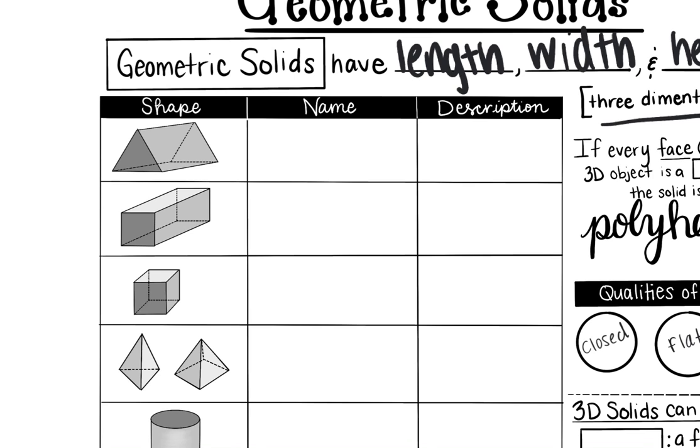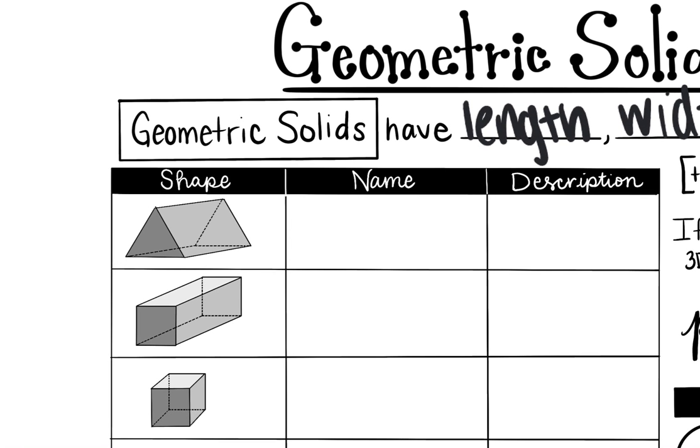The first shape that I see here is one that we looked at yesterday. It's called a triangular prism. Triangular because the two bases are triangles. If I look carefully, all of the faces of this shape are either a triangle or a square or parallelogram. Those are polygons. So we can say that this is a polyhedron.